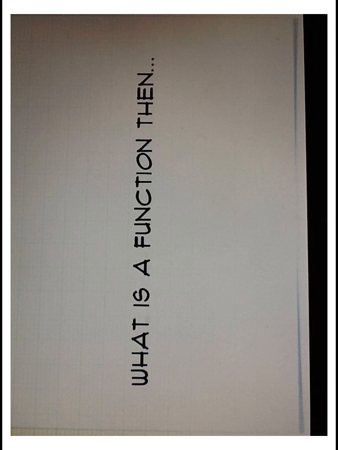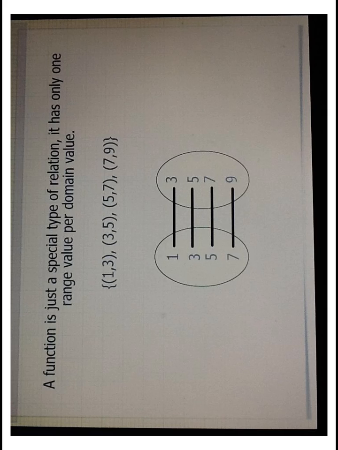So what exactly is a function? Well, we're going to learn. A function is a relation. A function is just a special type of relation. So what makes it special? A function only has one range per domain. So what does that really mean? Let's think about it. It only has one range. Well, we know our ranges are our what values? Remember, it's our Y values. And our domains are our what values? Those are our X values.